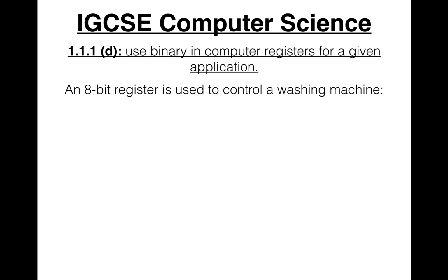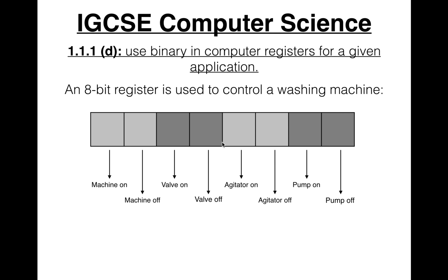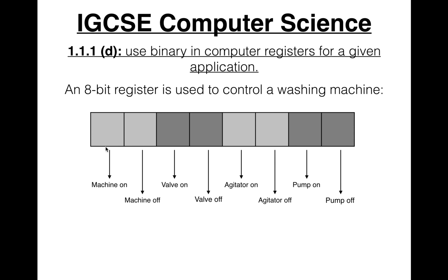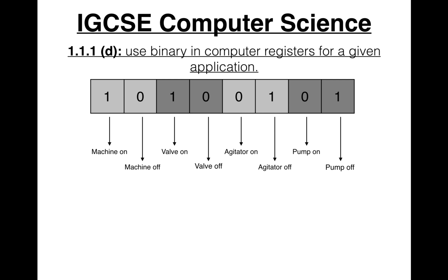You might get a question on the exam saying an 8-bit register is used to control a specific device, such as a washing machine in this instance. So you might get something like this. It'll tell you which bit represents what function it performs. Basically, each of these squares, or columns, is given a bit of 0 or 1. So for example, as you can see, there's a 1 here, 0 here, 1 here, 0 here, and so on.